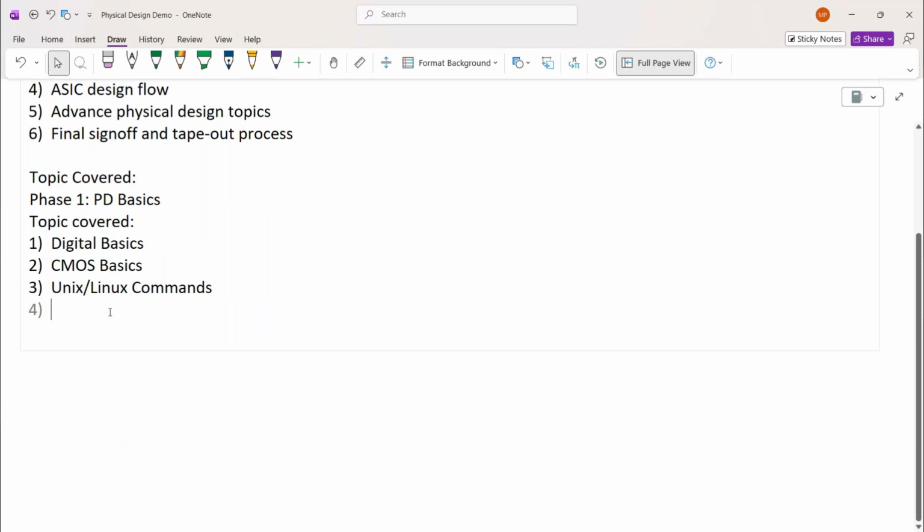TCL and CMOS, with TCL being the most important for a physical design engineer. So we are going to do TCL basics, right? It is nothing but Tool Command Language. Then we are going to cover TCL basics.